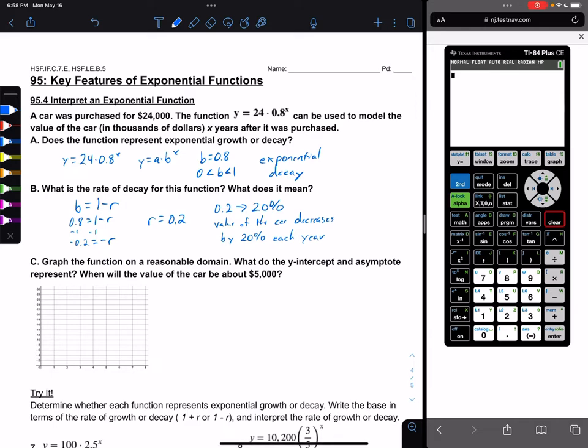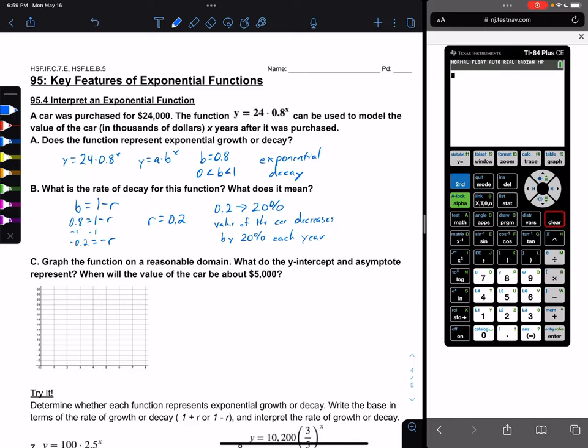Okay. So to find your rate, you just need to use b is equal to 1 minus r if it's decay, or 1 plus r if it's growth, and then just solve for your r value. So in this case, it was 0.2. And then convert that to a percent, and that'll give you the percent increase or decrease per year. All right, part C, they want us to graph the function on a reasonable domain. What do the y-intercept and asymptote represent?